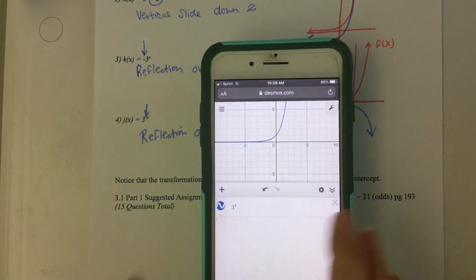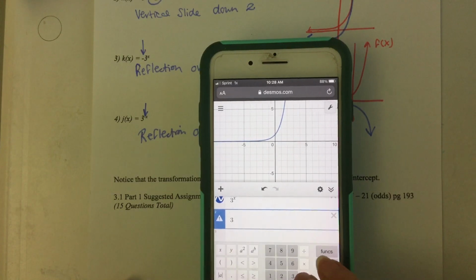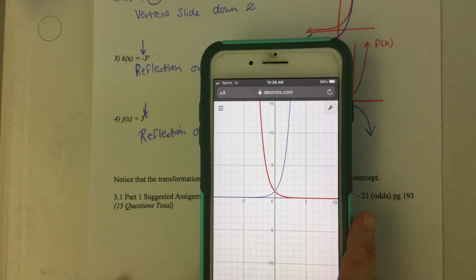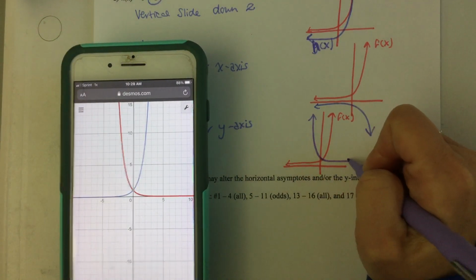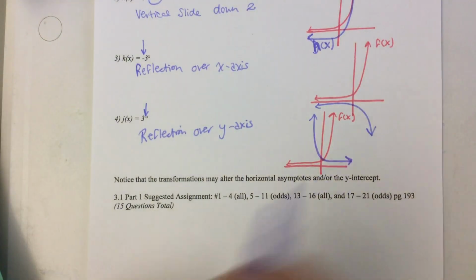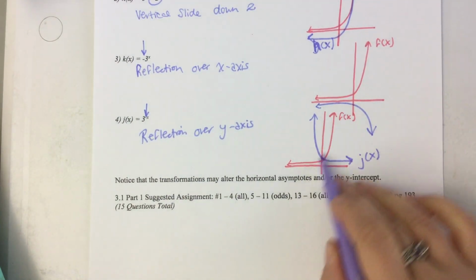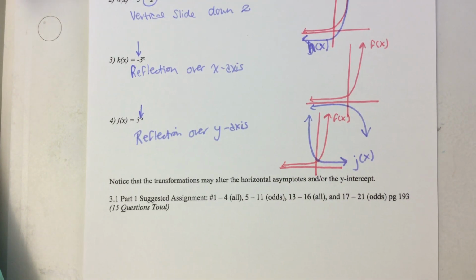Let's go ahead and see what that looks like. I have 3 to the power of negative x. Here's visually what that would look like. So it did just flip over the y-axis. This is j of x. So here was the original. They flipped it. Here is your j of x, 3 to the negative x.